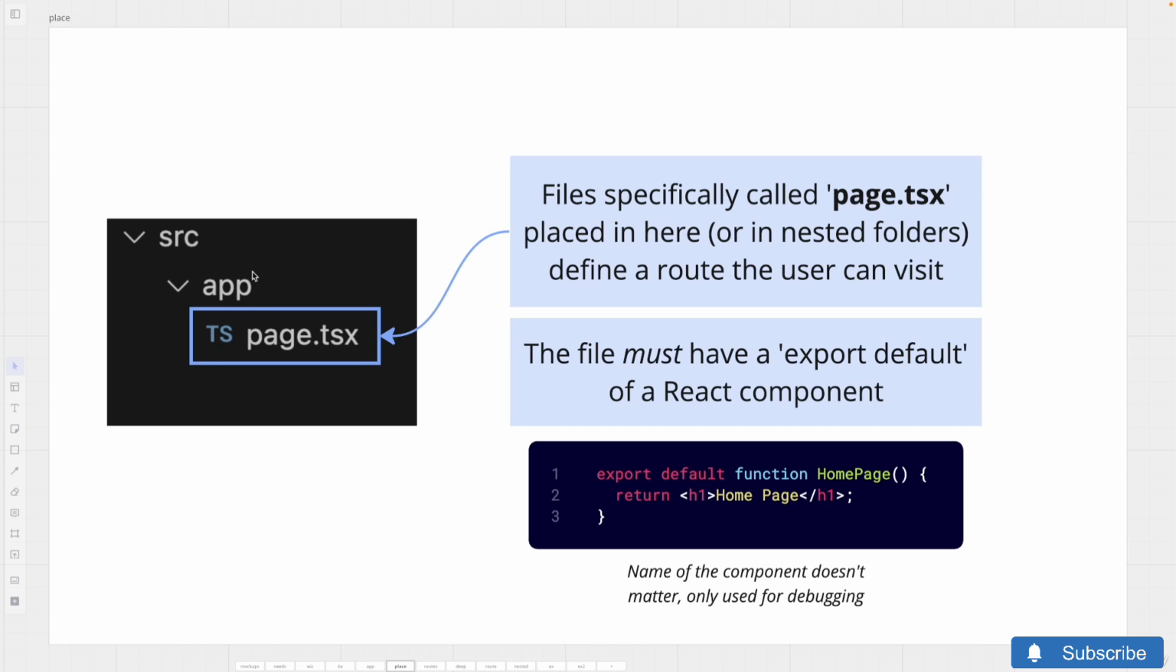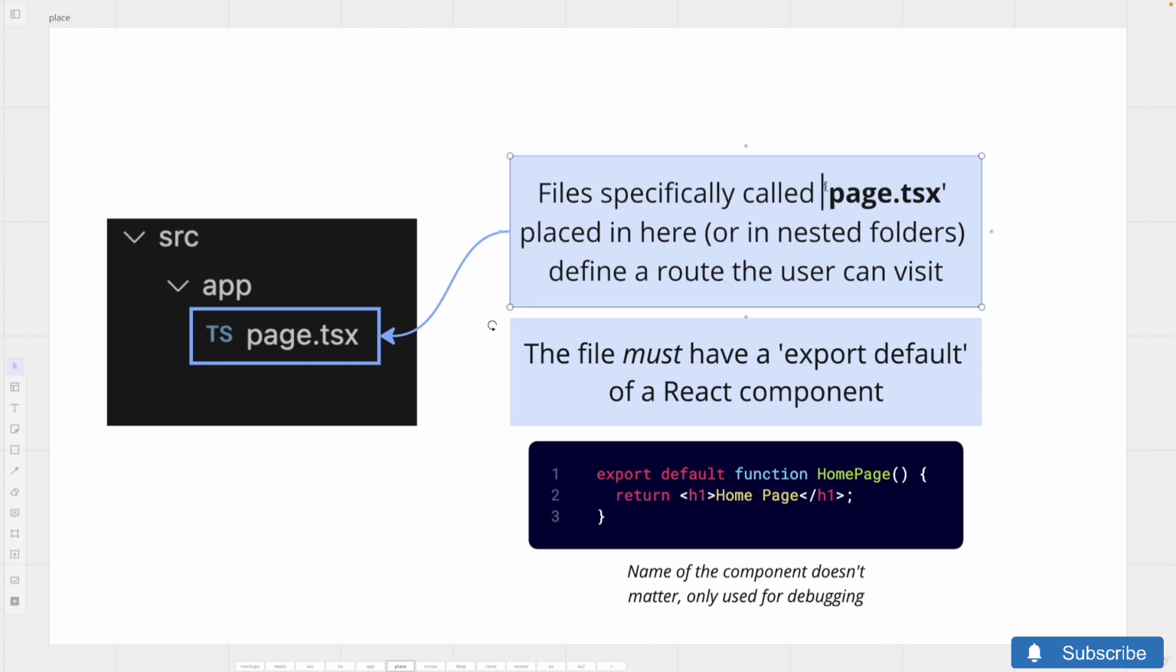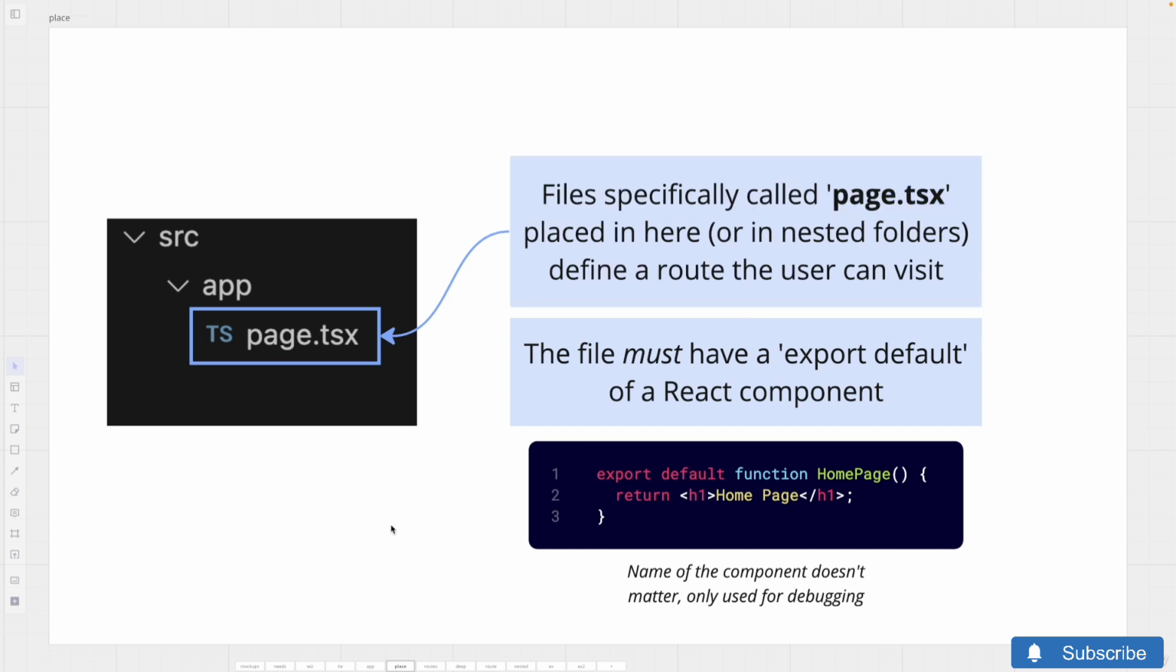Inside the app directory, we're going to place many different page.tsx files. These files are always going to be called specifically page.tsx. Whenever we add in a page.tsx file inside of the app directory or a folder inside of the app directory, that defines a new route that the user can visit. These page files must always have a default export of a React component. So it might look something like this. Of course, the actual JSX inside might be a little bit different.